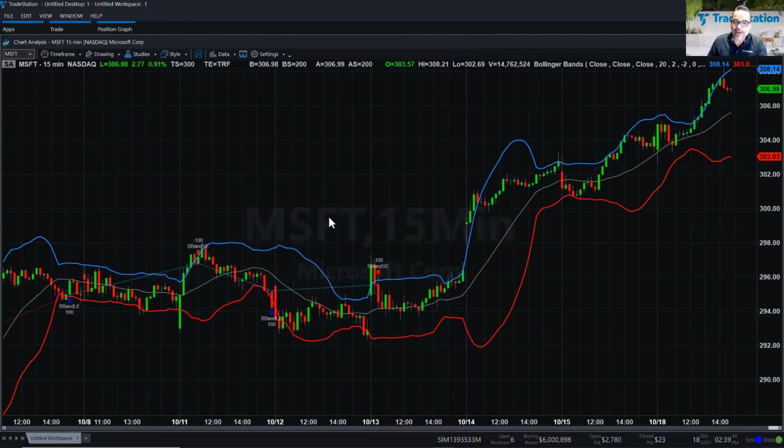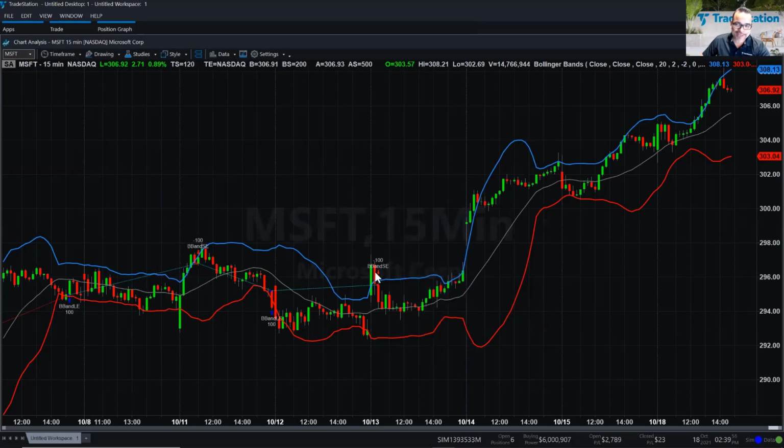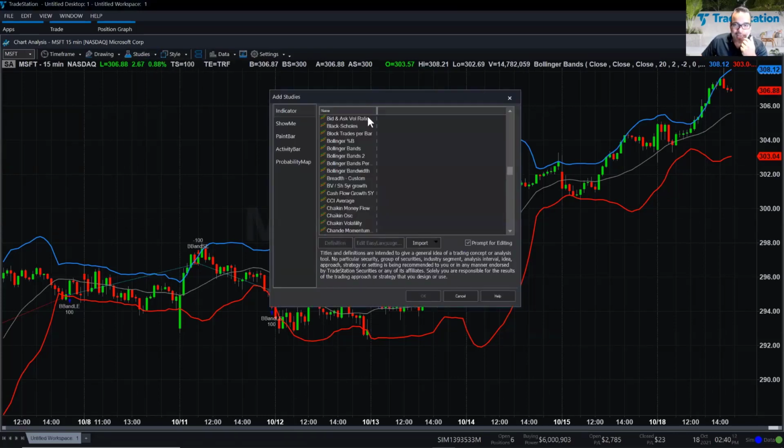I need somehow to stop a trade from losing more than I want. For example, this short trade that was generated back on the 13th last week, we need a way to stop that. What if Microsoft starts going up and up and up, and we lose, and we generate a losing trade here? We need somehow to protect us from scenarios like this. Let's go ahead and go to studies, add studies, and I'm going to just add a simple stop loss.